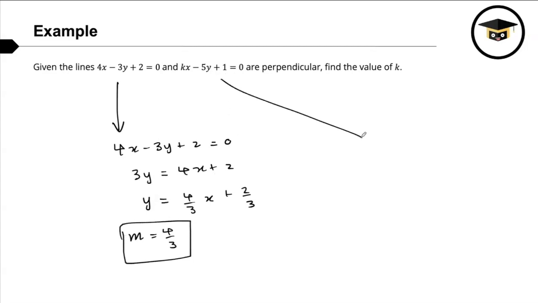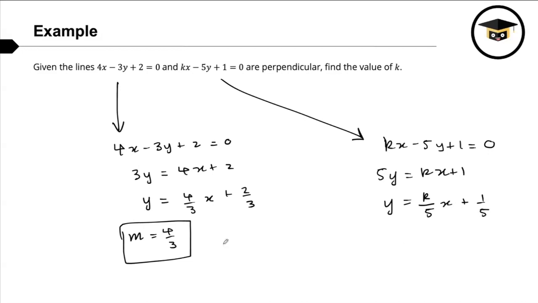For the next one, we have kx minus 5y plus 1 equals 0. And it might be a bit odd that we've got a k here, but just treat it like a number, just like any old pronumeral. So if we make y the subject, well, that means 5y is equal to kx plus 1. Hopefully you can see I've just moved the -5y to the other side, which means y is equal to k over 5 x plus 1 over 5. So our gradient here, I'll call this m1, by the way. So that means m2 is equal to k over 5.